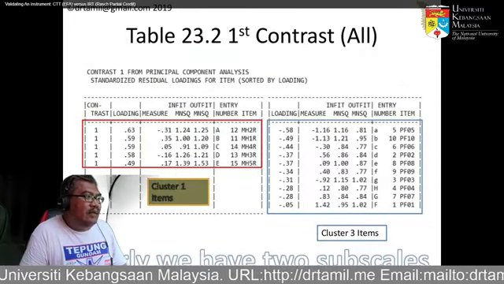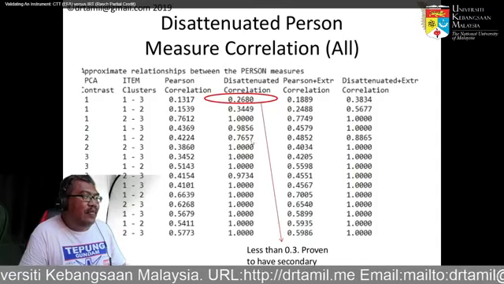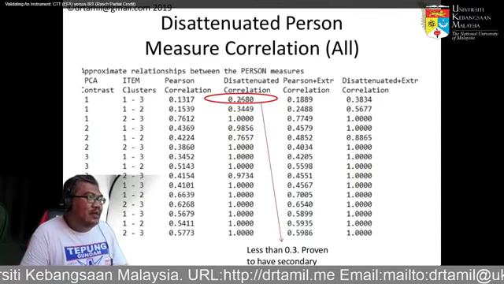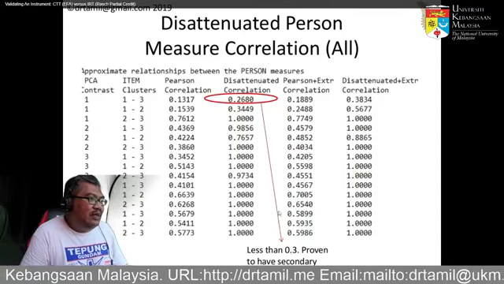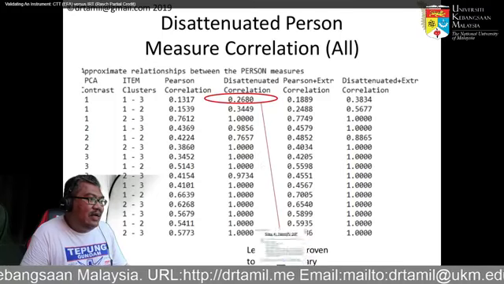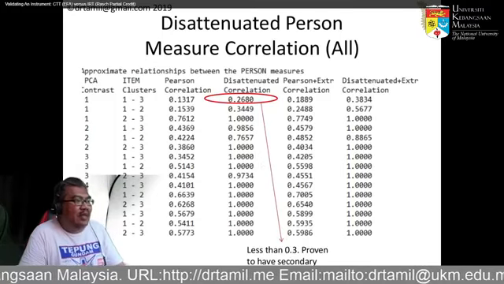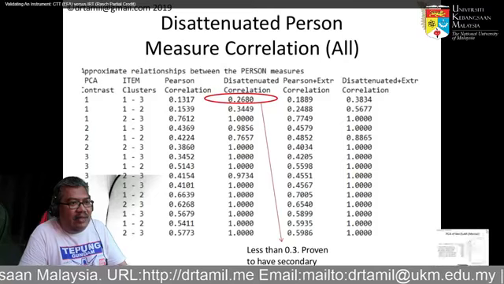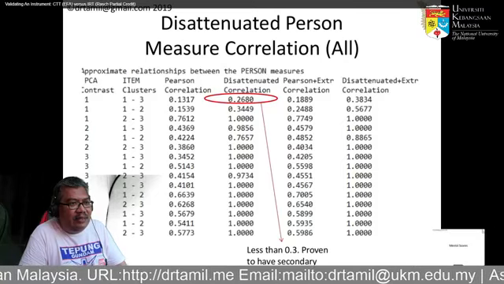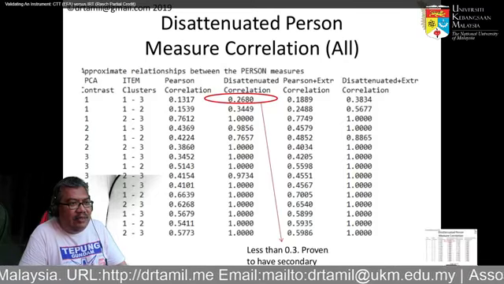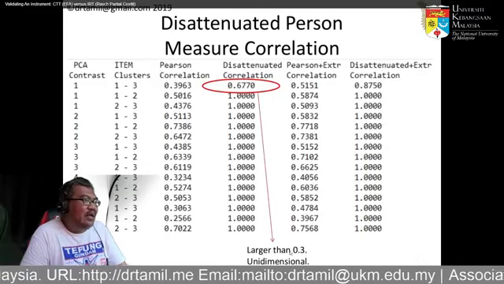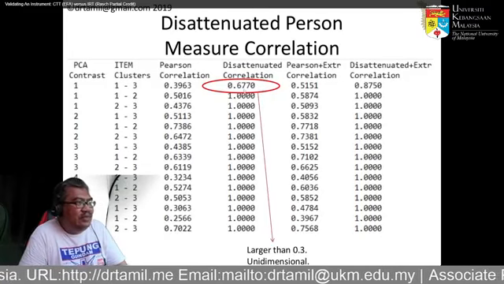If you look, remember back, this one for the physical function. This is less than 0.3. Less than 0.3 for the other secondary dimension. The one that we got is larger than 0.3. So it is unidimensional. Larger than 0.3, so this is unidimensional.